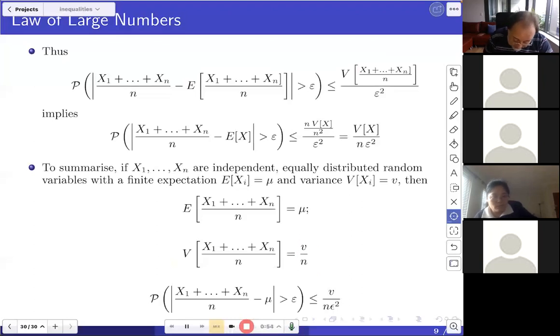And finally, the probability of deviating from the true value is bounded by V divided by N epsilon squared. So this explains why repeated measurements of the same quantity and averaging improves the estimation. Averaging will not change the expected value. It will reduce the variance.